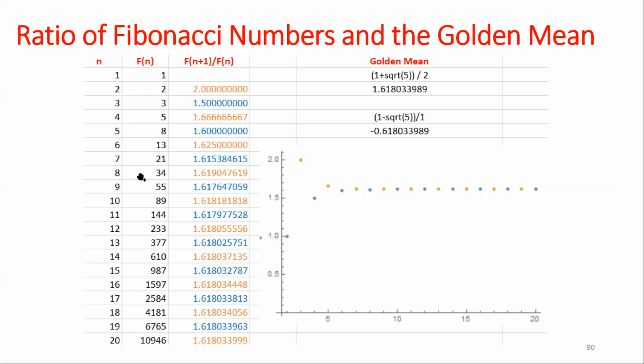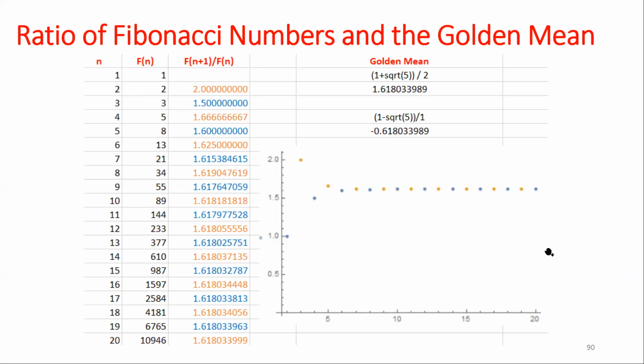So the last thing I wanted to talk about is I plotted a ratio of Fibonacci numbers and the golden mean. The golden mean is 1 plus root 5 over 2, about 1.618. I looked at the ratio of F(n+1) over F(n). So 2 over 1 is 2, 3 over 2 is 1.5, 5 over 3 is 1.66, 8 over 5 is 1.6. Do you see how they're converging to about 1.618?